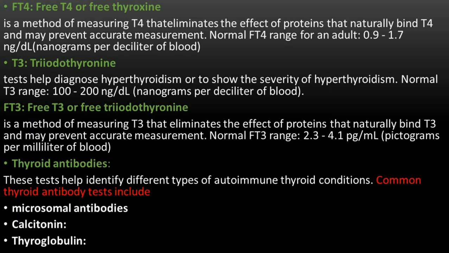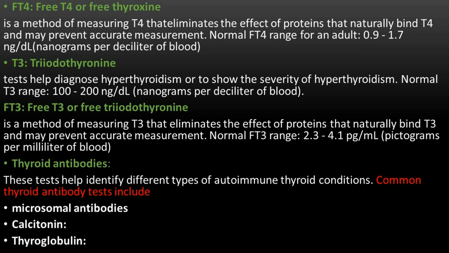FT4, free T4 or free thyroxine is a method of measuring T4 that eliminates the effect of proteins that naturally bind T4 and may prevent accurate measurement. Normal FT4 range for an adult, 0.9 to 1.7 ng/dl. Nanograms per deciliter of blood.